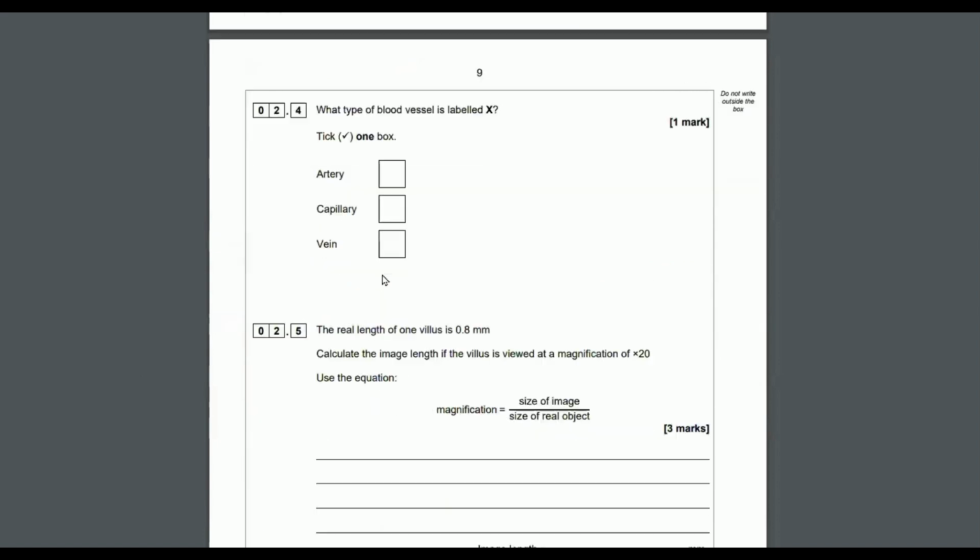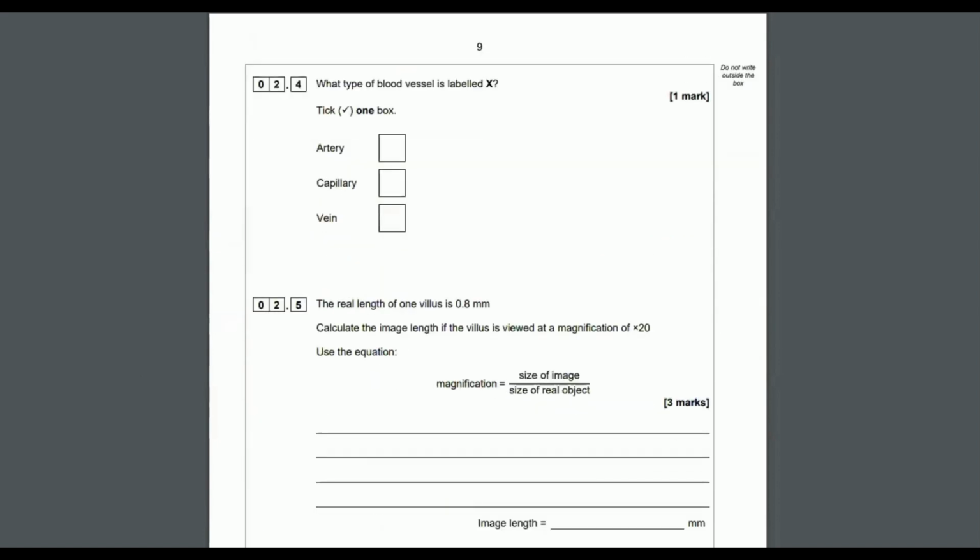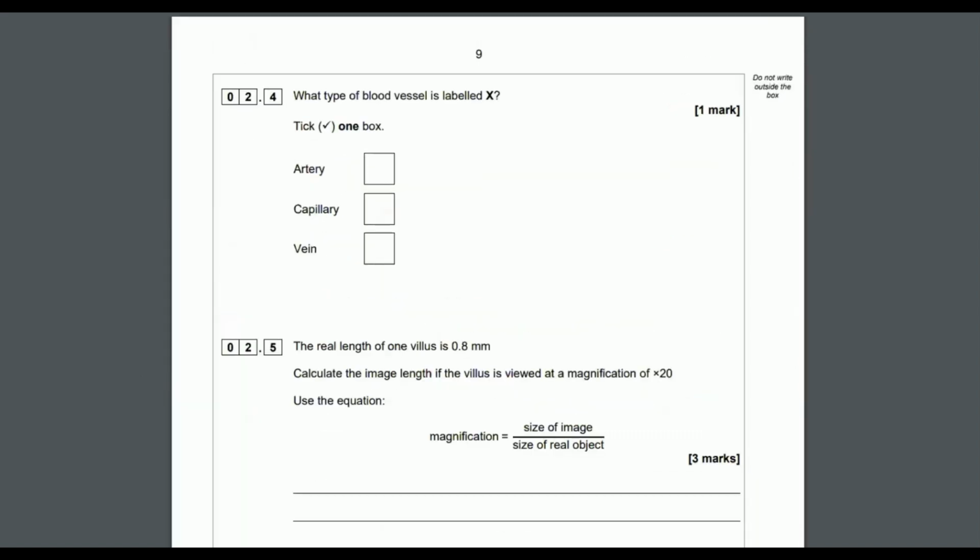Okay, let's go down. What type of blood vessel is labeled X? Tick one box. Is it an artery, a capillary, or a vein? Well, let's take a look.